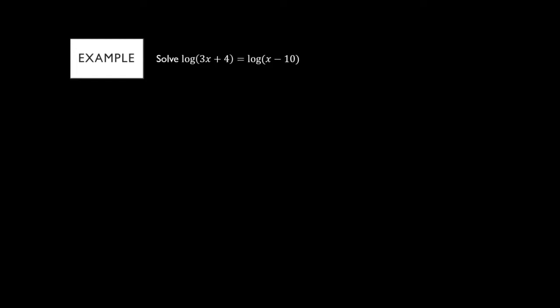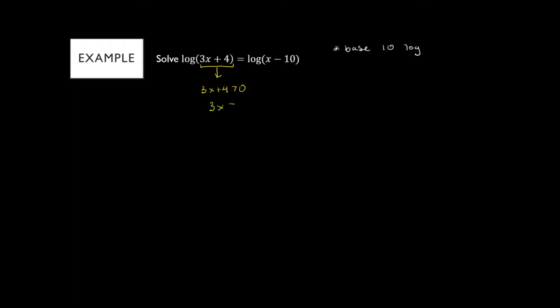So here we're solving the log of 3x plus 4 equals the log of x minus 10. If there's no number under the log, no subscript, that's assumed base 10. So this is going to be a base 10 log. And to talk about the domain, whatever is inside here needs to be greater than 0. So 3x plus 4, whatever you get for x, when you plug it in there, needs to come out to be greater than 0.